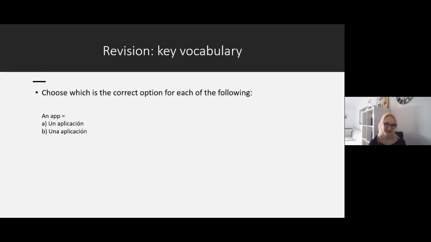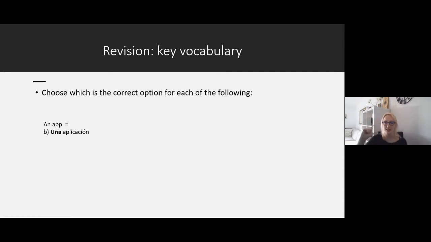Don't be shy everyone, you can pop it in the chat when you're ready. So is the word masculine or is it feminine? 50-50 chance. Yeah, we've got some answers coming in. We have a couple of B's and an A, mostly B's. Okay, so the correct answer is B. It is una aplicación.